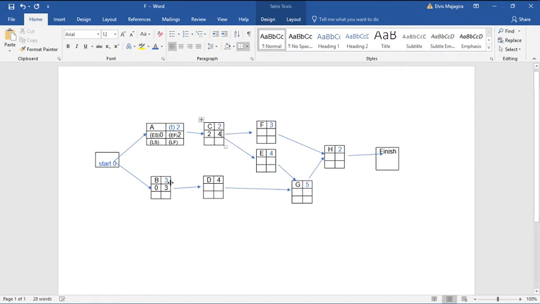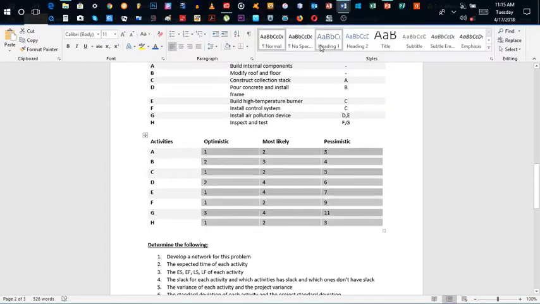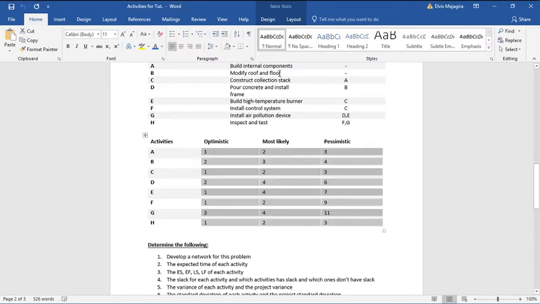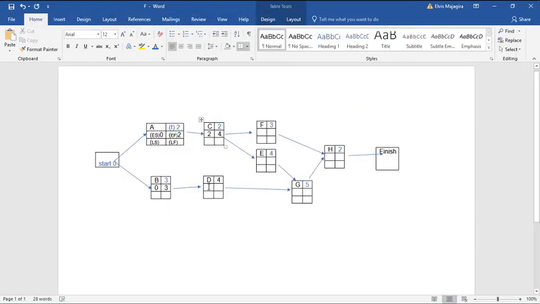And for D, D will start where B ended. For B, let me just do this one more time. B, modify roof and floor. This activity was done in the 3rd week, and in the 3rd week we can start our activity D, pro contract and install frame. Hope no one is lost up to now. So the earliest finish here is going to be our earliest start here. So that gives a 3. 3 plus 4, the expected time for D, is 7.